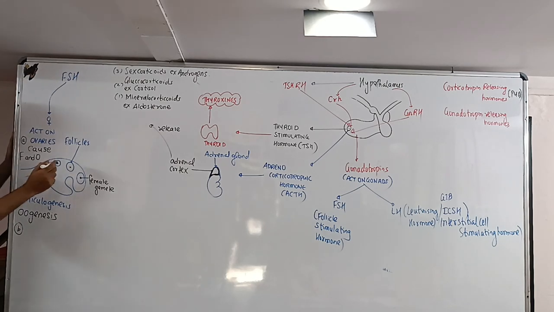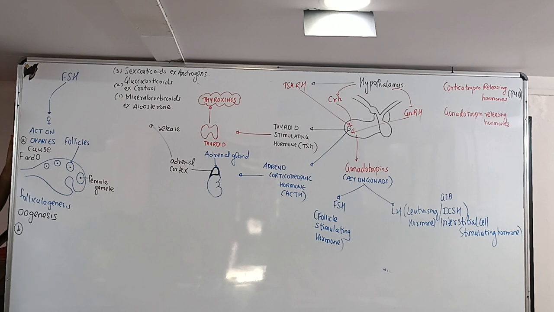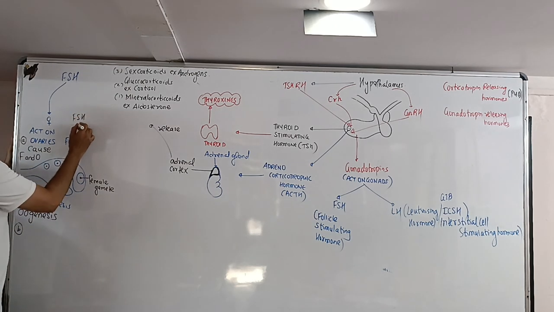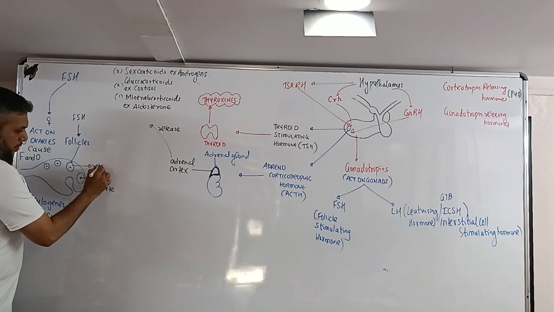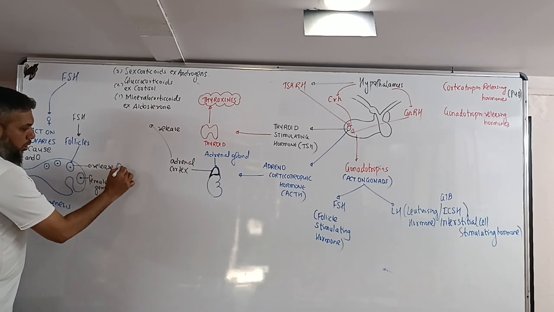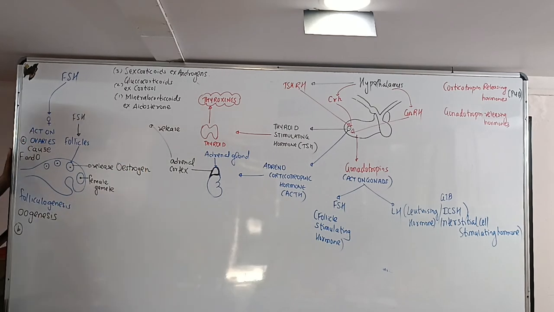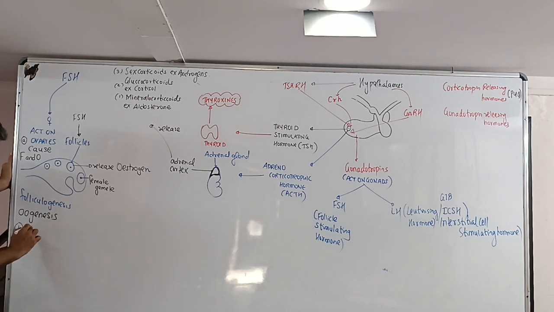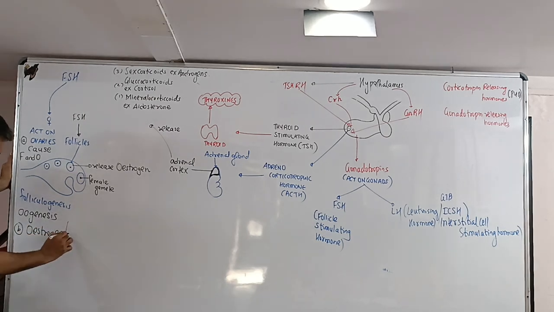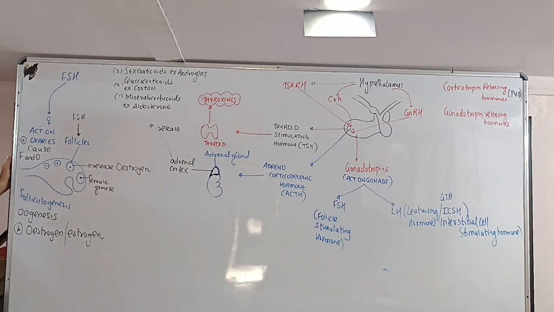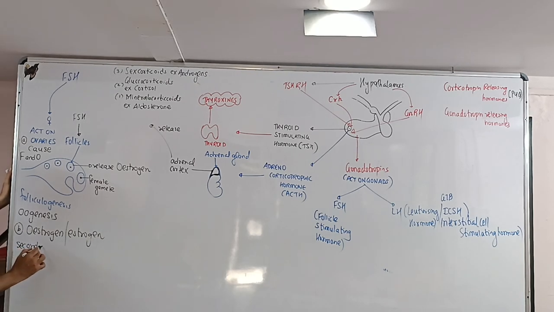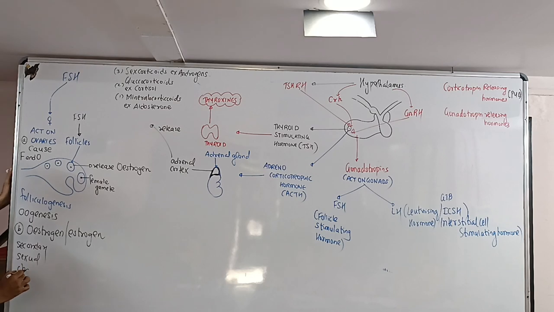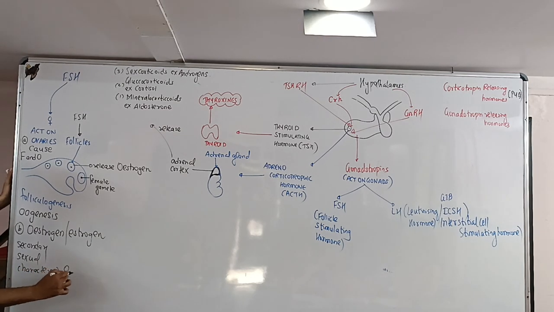FSH acts on these follicles. Okay? FSH will act on the follicles and it will cause them to release a hormone called estrogen, which is written with an O, or it can be written like this. And this hormone, estrogen, is responsible for secondary sexual characters in females.